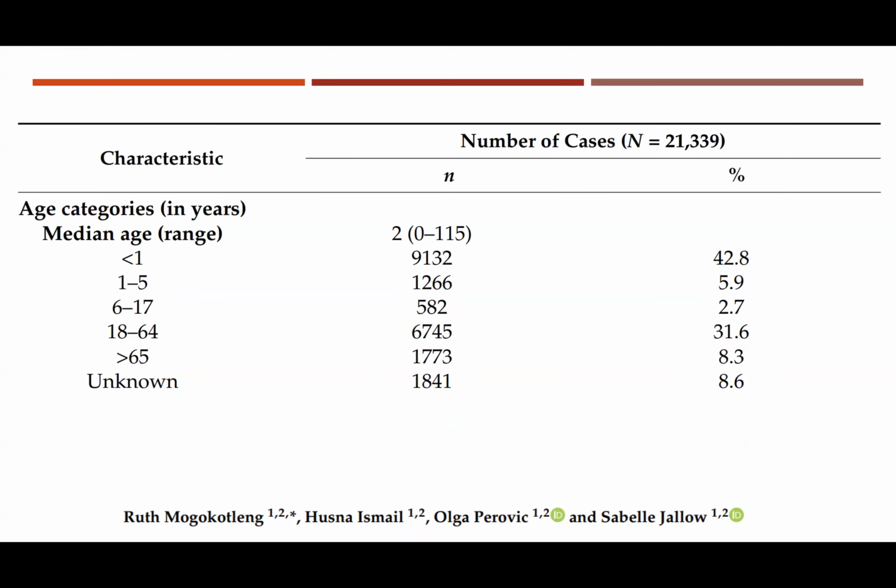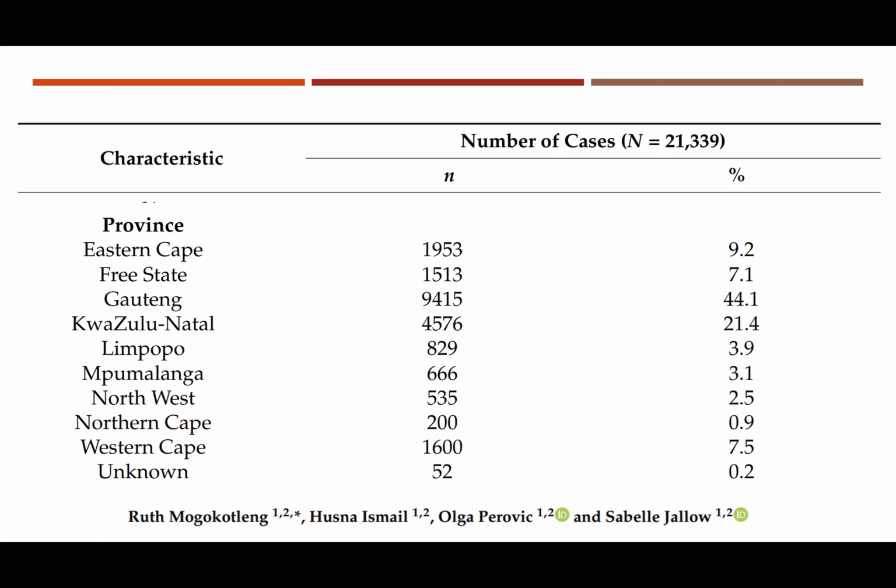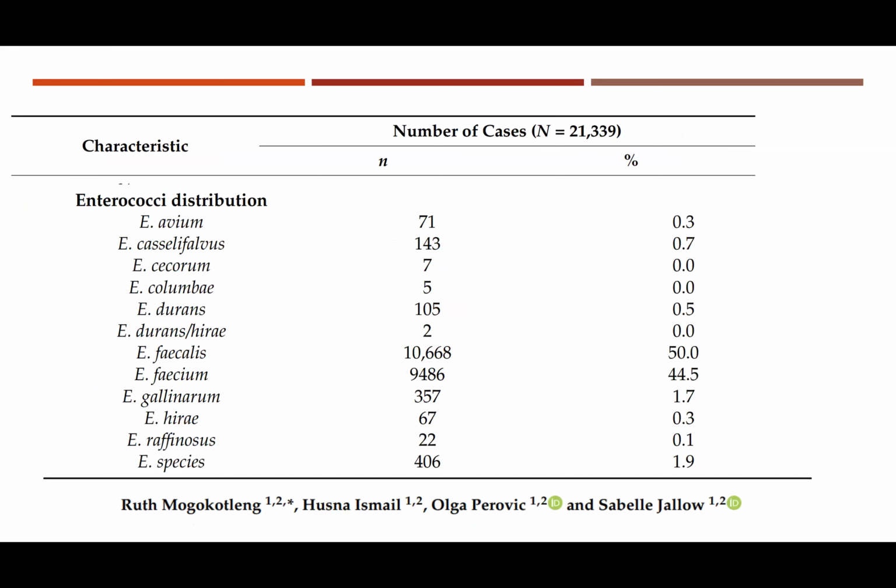In terms of the age distribution, most isolates during this time period were observed in children under the age of 1. The paper didn't really have much clinical data to delve into this and explore it further, but we know that there's usually this bimodal distribution in under 1 and then in adulthood again. In terms of distribution between the provinces, we can see Gauteng had the highest number of cases, and it was probably owing to it being so populous.